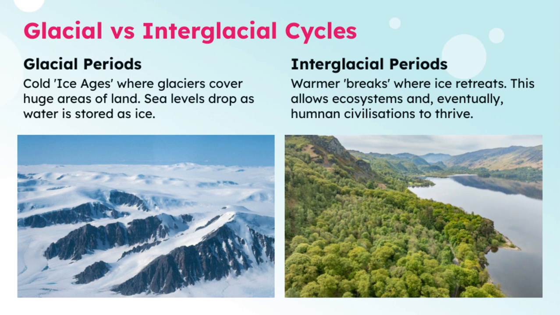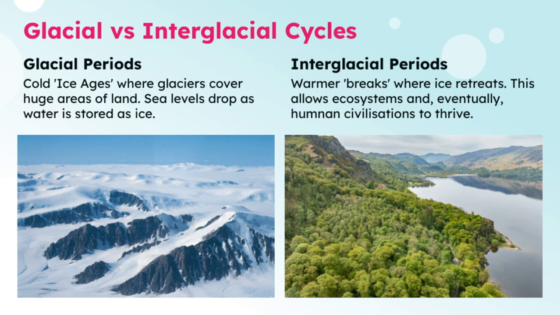An interglacial period is a warmer break between glacial periods. During an interglacial, ice retreats, temperatures rise, and sea levels increase. This creates conditions where ecosystems can expand and, eventually, human civilizations can thrive. We are currently living in an interglacial period. The important idea is that the Quaternary has not had one steady climate. Instead, it has been marked by repeated cycles of freezing and thawing.